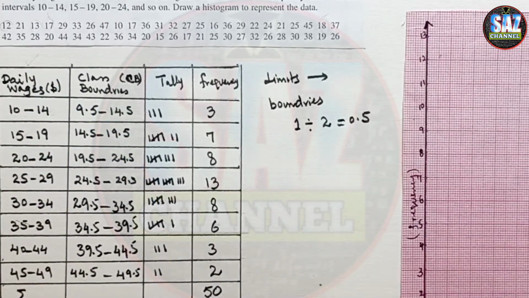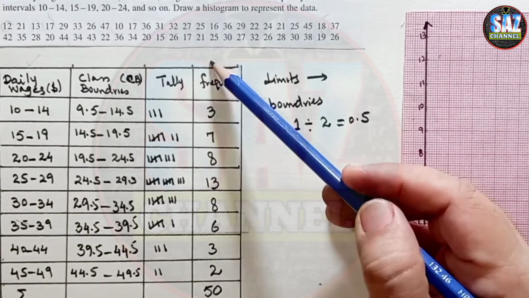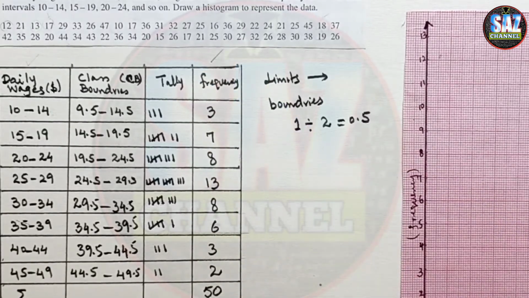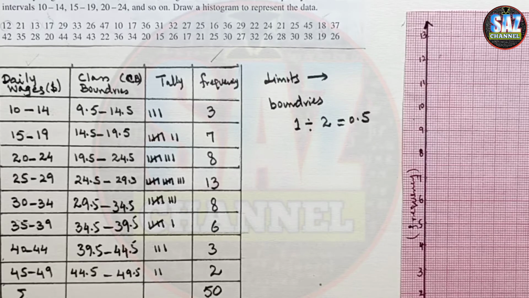So what we are going to do, we have to plot the frequencies as they are. No need to struggle with frequency density and height of rectangle. Students, you must watch this clearly: in every question I'm focusing on checking the class width. Please keep this point in your mind while attempting your question.